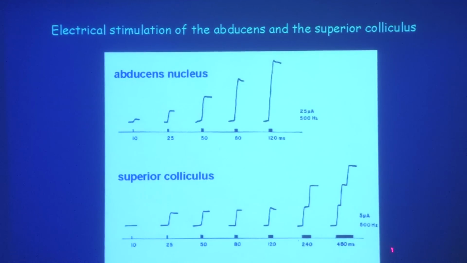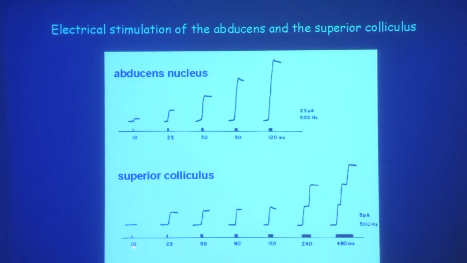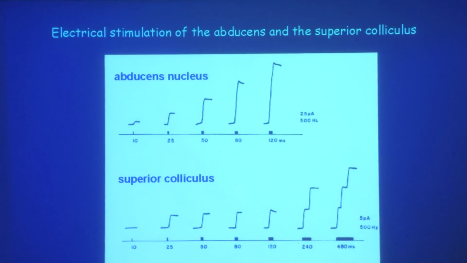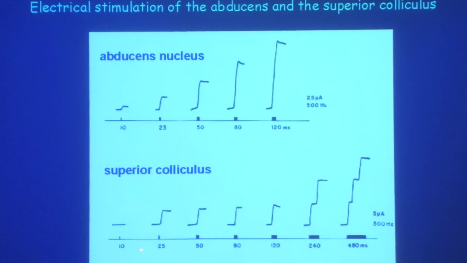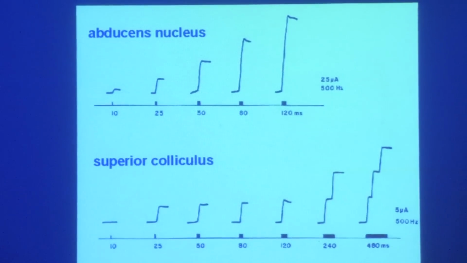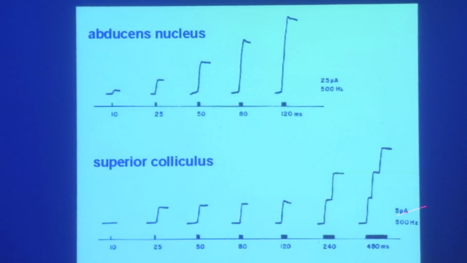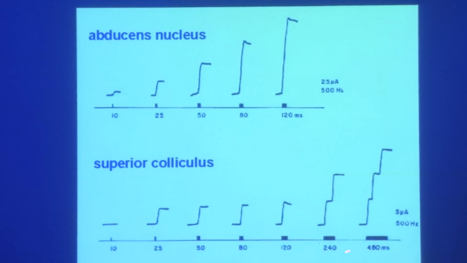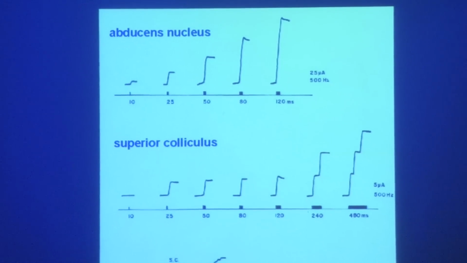What you get here is that after a very short time, which is 10 milliseconds, when you don't get a saccade, from 25 to about 120 milliseconds you get saccades, but they're all the same size, okay? So meaning it's where you stimulate in the colliculus, not how long you stimulate. And then to prove this even further, when you make the stimulation much longer than that, you get a staircase of saccades, each of which is of the same size.